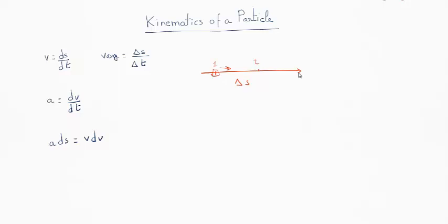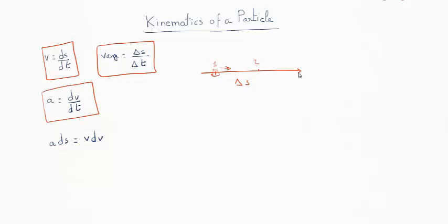Now the instantaneous velocity is the derivative of s in terms of time, and the average is simply delta s over delta t. Acceleration is dv/dt, and combining these two equations we get a useful equation, a ds equals v dv.